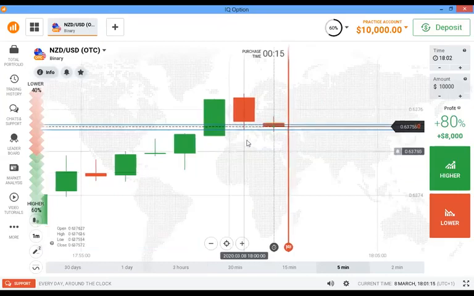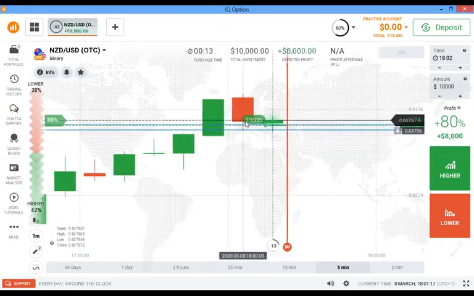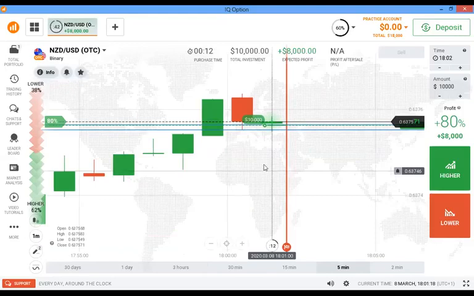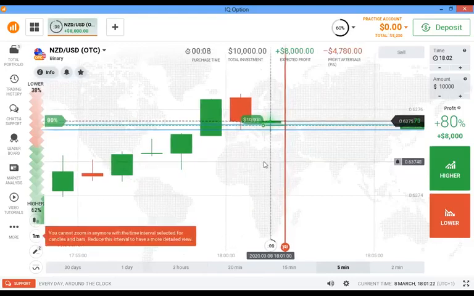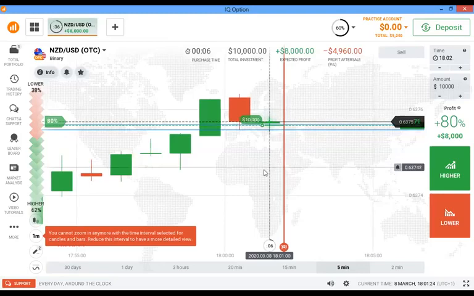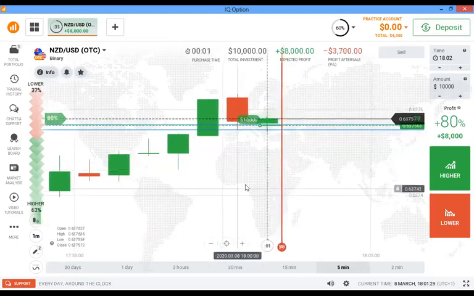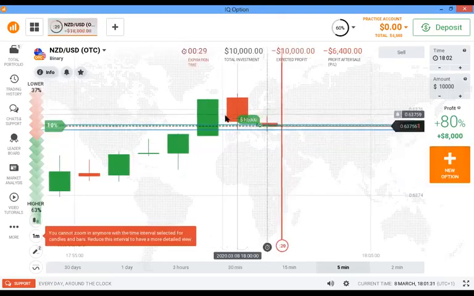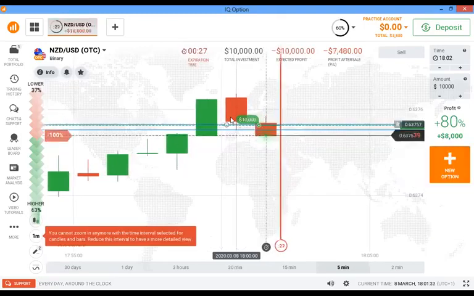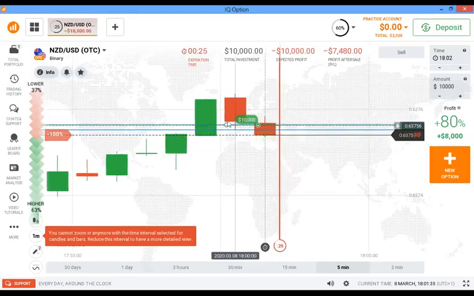I will not place a put option here because look at this. I don't know what's wrong with this network. I will not place a put option here because you may say that there's some distance. Look at it.